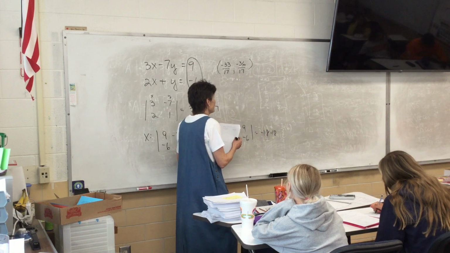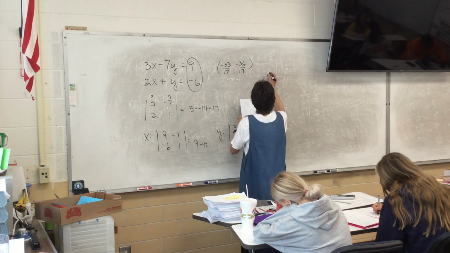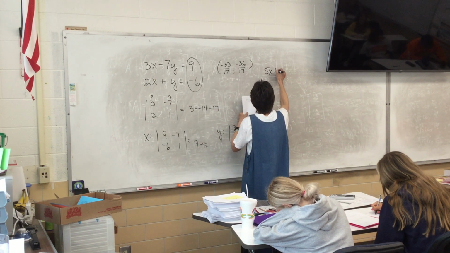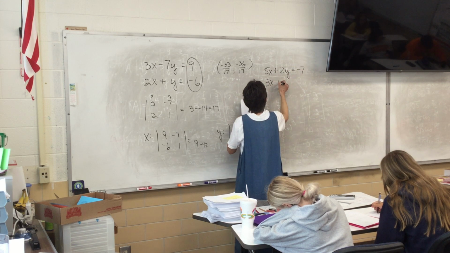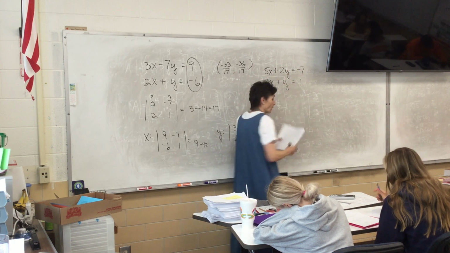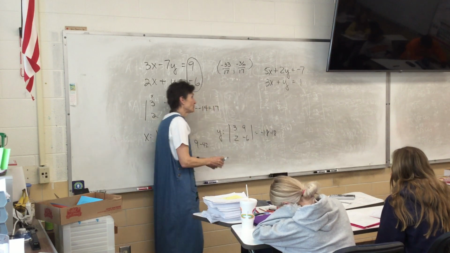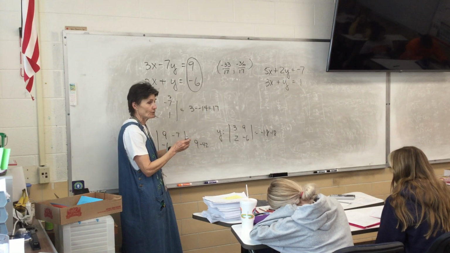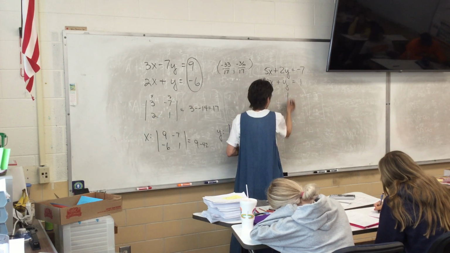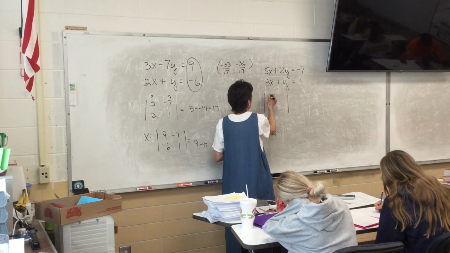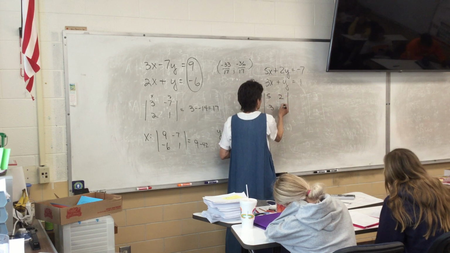All right, one more, and I'll be done, I promise. So here's our system. We're going to use Cramer's rule. So what is the first thing I need to do, Grace? First thing I need to do. I'm going to find the determinant of my coefficients, 5, 2, 3, and 1.